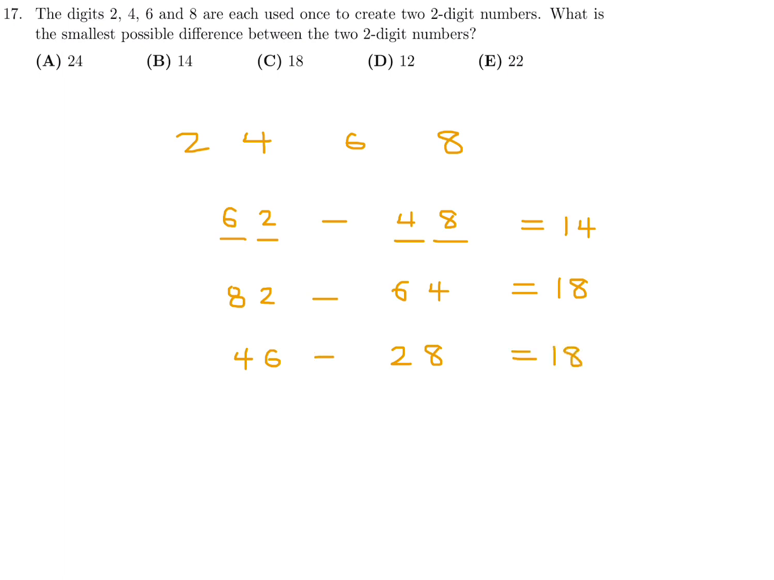So with a little bit of work, I was able to conclude that 14 is the smallest possible difference in this question. So number 17, that would be B.